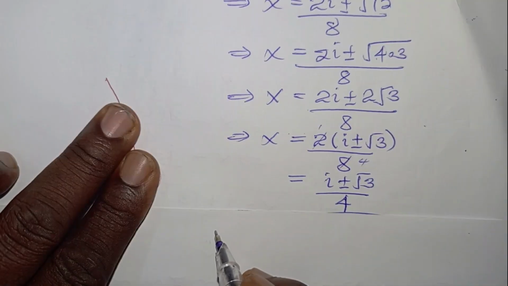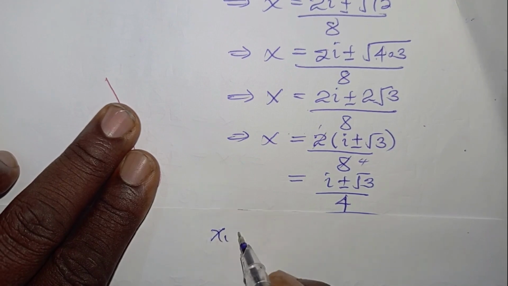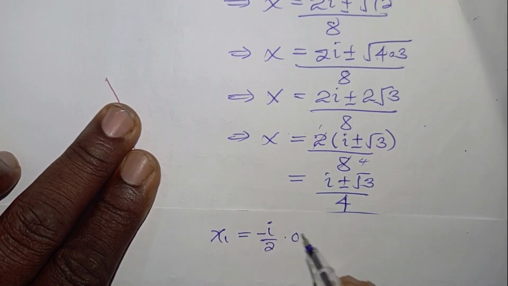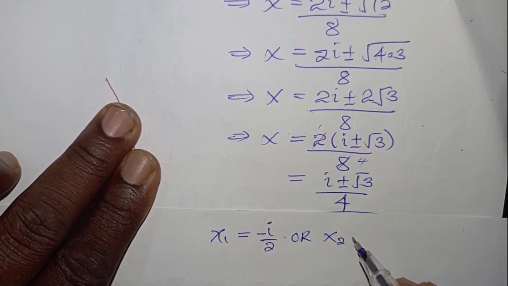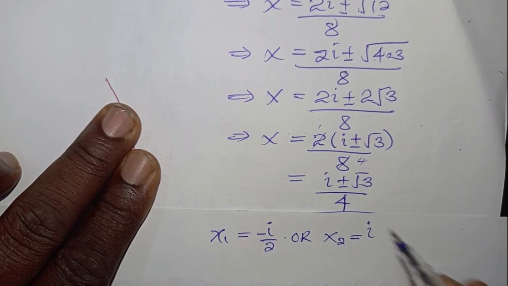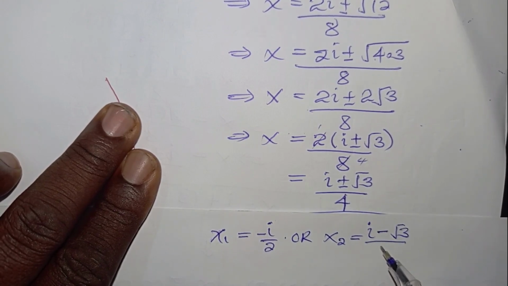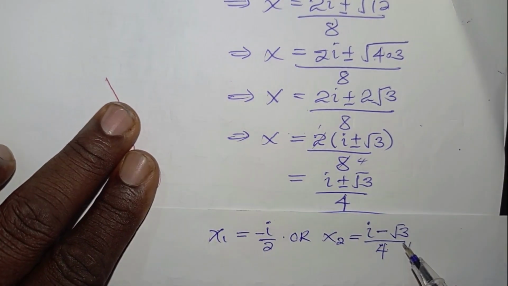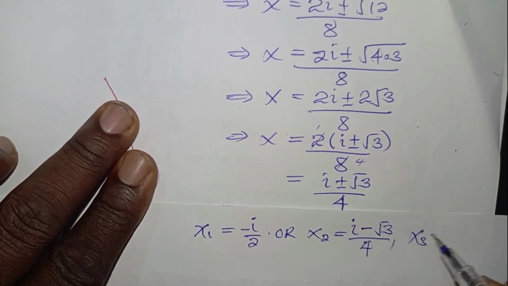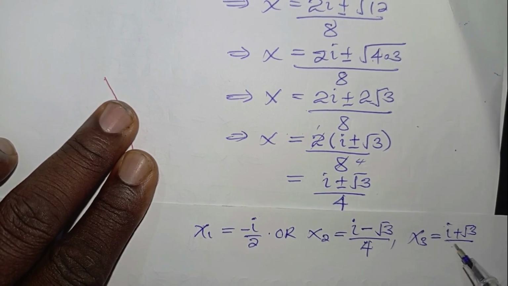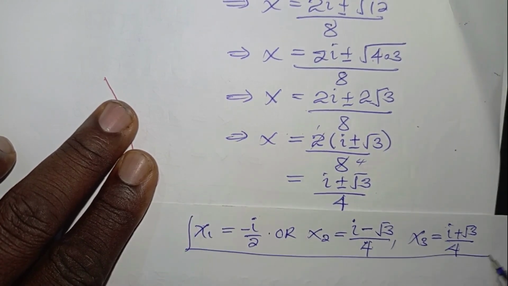So the solution set for the equation: x1 equals minus i over 2, or x2, which is equal to i minus root 3 over 4, and x3, which equals i plus root 3 over 4. So these are the set of solutions.